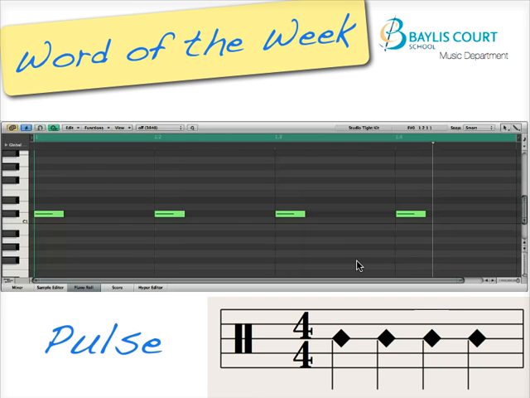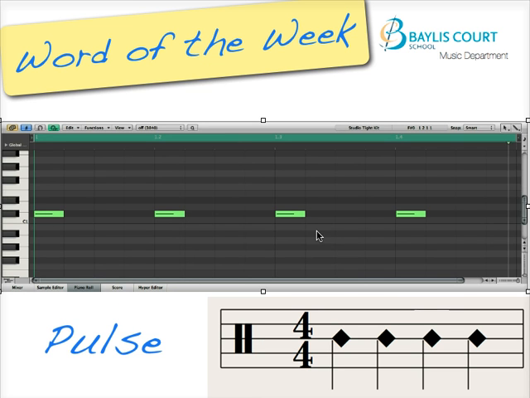So you can see here that none of these strikes of the pulse are any further or closer apart from each other as the last one. So let's have a listen to that. So you can hear that quite clearly. It's going to keep going on and on. We've represented that in the sheet music by using just constant quarter notes.